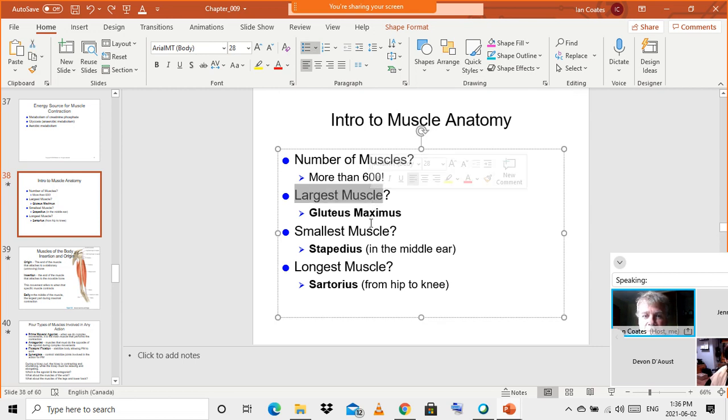Your largest muscle, okay, this is in your butt, gluteus maximus, massive muscles, massive meat. That's what these are. And your smallest muscle, your stapedius in your middle ear. Longest muscle, your sartorius. This goes from your hip to your knee. So what is that, man? Like 2 feet? All right. So just interesting stuff there.